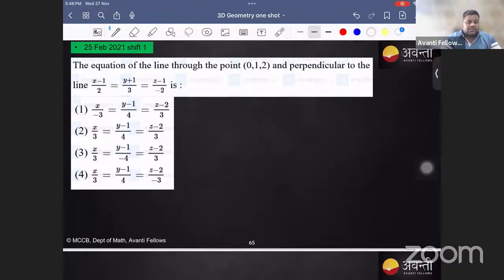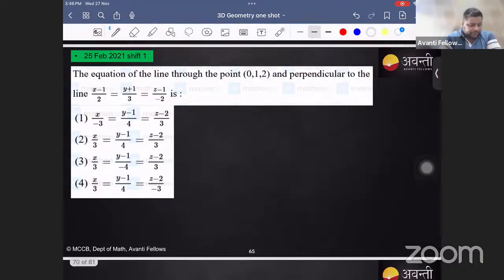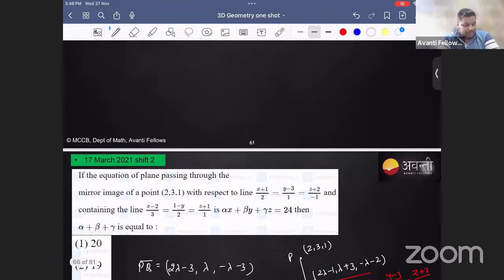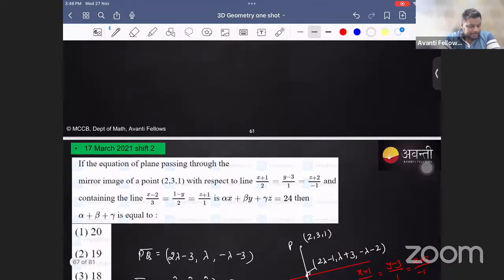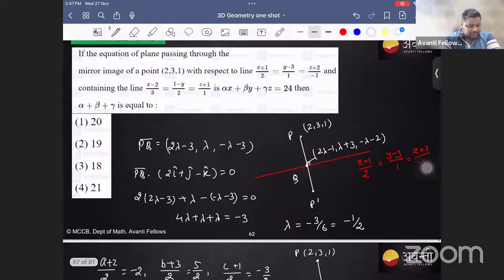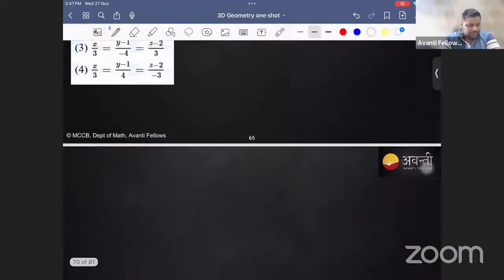Equation of the line through this point and perpendicular to this line. Quickly, very easy question. Just give it a try.